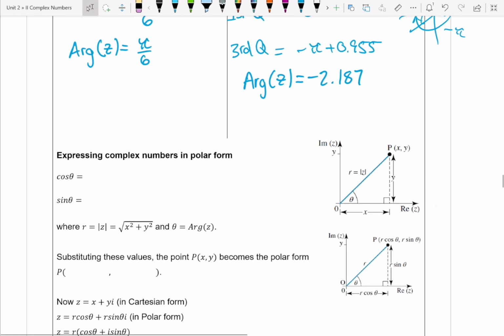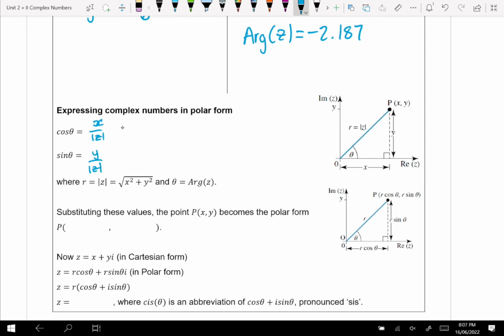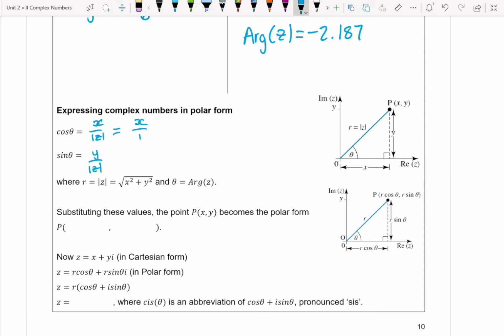Okay, so expressing complex numbers in polar form. Cosine of theta is equal to, as we talked about earlier, adjacent over hypotenuse, so that's x on modulus z. Sine theta is going to be y on modulus z. So we could also call that x on r or y on r, as we've established that r is equal to the modulus of z, and theta is then, of course, the argument of z.